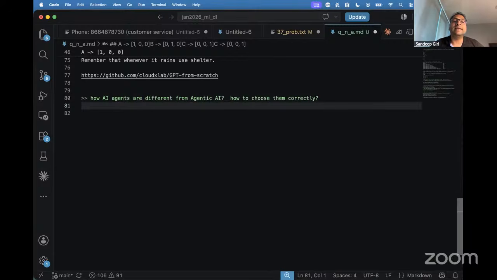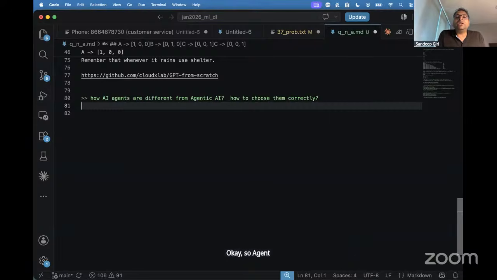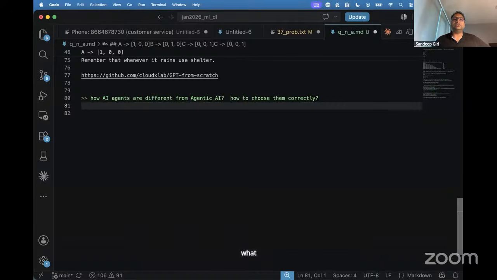How are AI agents different from agentic AI? It's a confusing thing for people. AI agents and agentic AI are essentially the same thing. Agentic AI is essentially using agents to achieve AI. That's exactly what AI is all about.